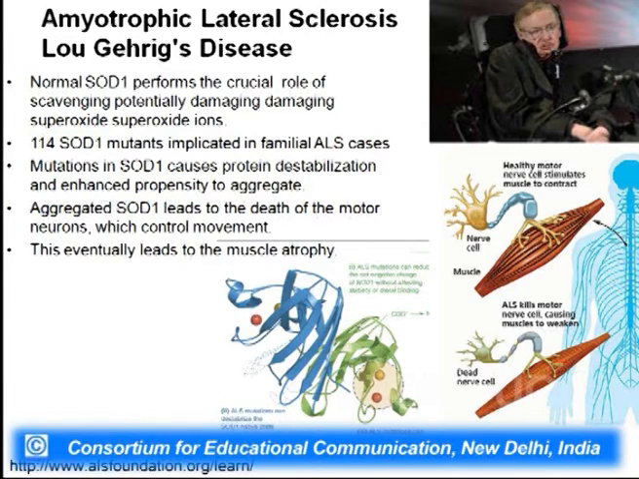So, there is loss of function, and there is death of the nerve cells, and when the death of the nerve cells occurs, eventually the muscles also get atrophied because there is no longer any message coming from the nerves and the muscles lose their function. So, this is the structure of superoxide dismutase in ALS.